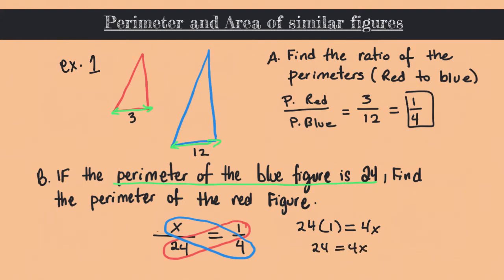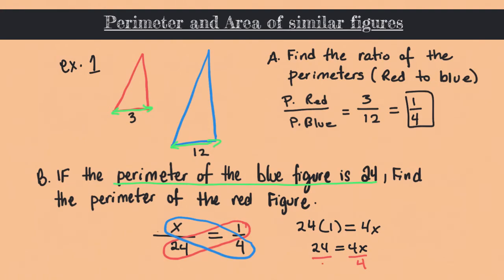Now remember, we're solving for x. x is our perimeter of the red triangle, so we need to get that by itself. In order to do that, we get rid of the 4 because it's in the way. And the operation between the 4 and the x is multiplication. And so we do the opposite, which is divide by that thing we're trying to get rid of, which is 4. Whatever we do on one side of our equation, we must do on the other side to keep that relationship true.